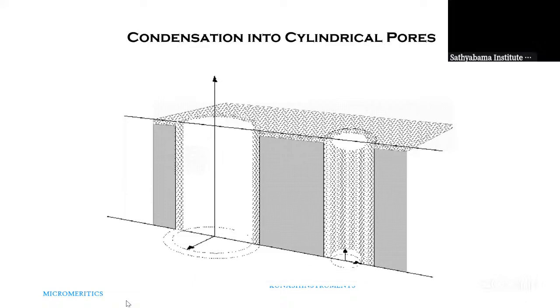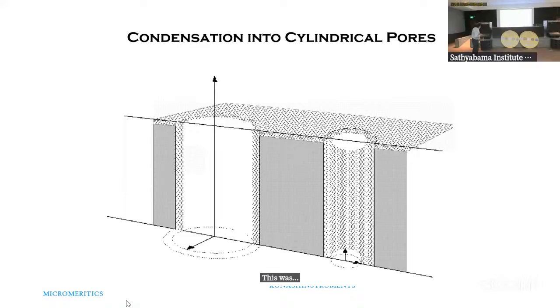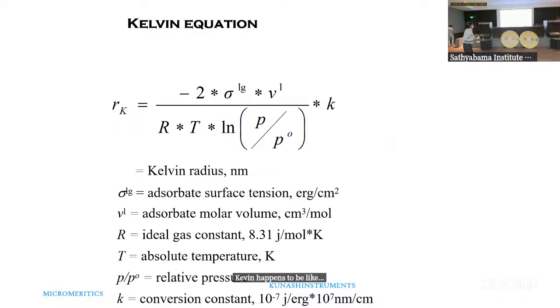This was studied by Kelvin. Kelvin happens to be my guru's name in micromagnetics. Kelvin gave us an equation, this is all modeling, which related the radius of the core to the pressure at which condensation will take place.